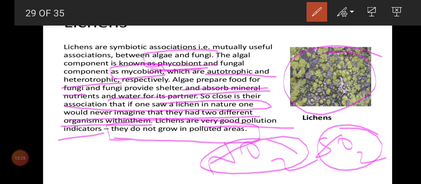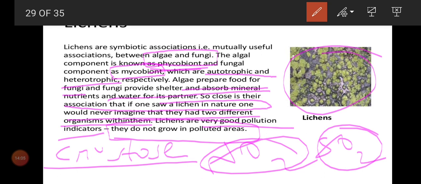Okay, so there are 3 types of lichen, children. Crustose. What do you mean by crustose lichen? Actually, crust-like. These crustose lichens are nothing but crust-like. They are firmly or closely attached to the substratum. For example, we can see these kinds of crustose lichens in rocky areas. So it is closely attached to the substratum.